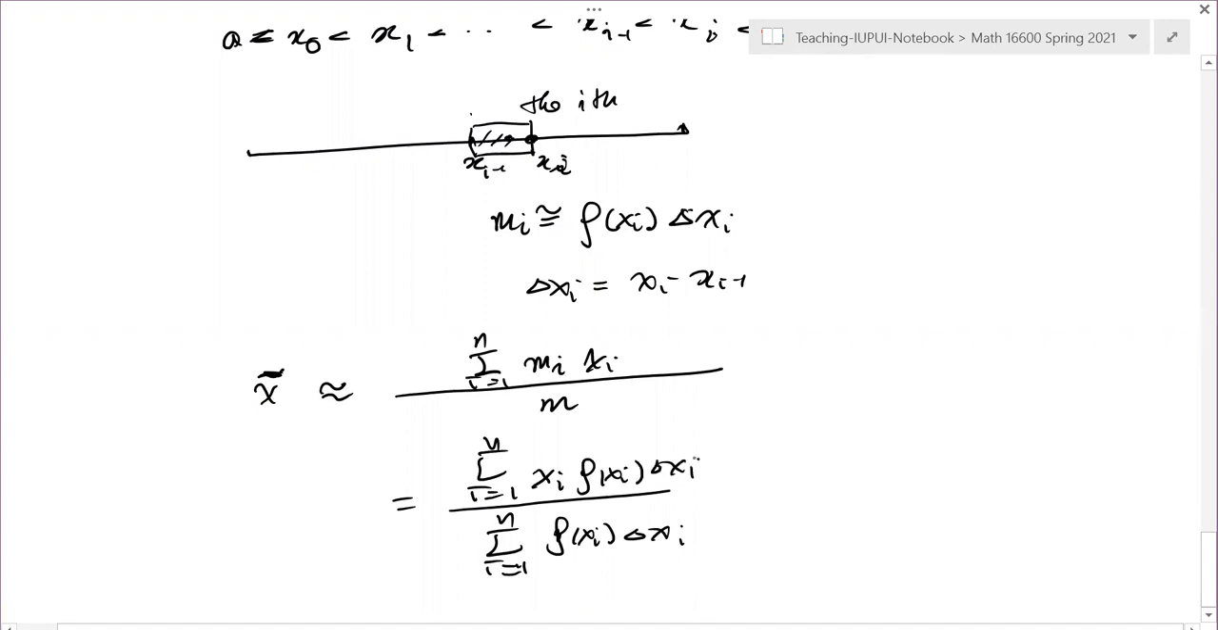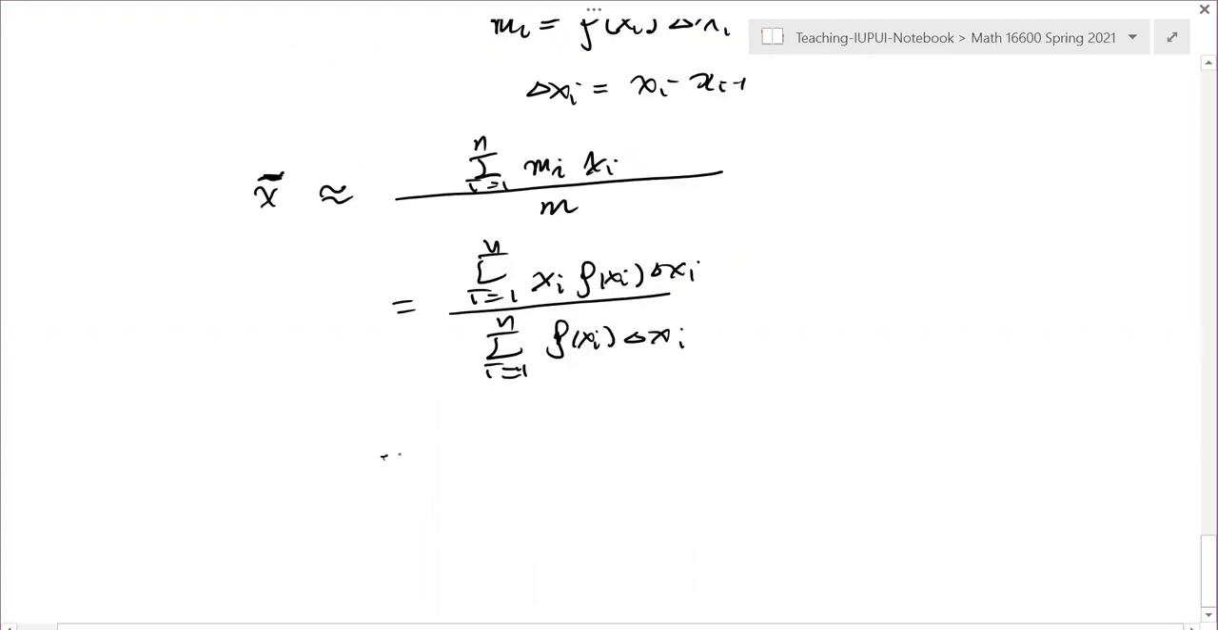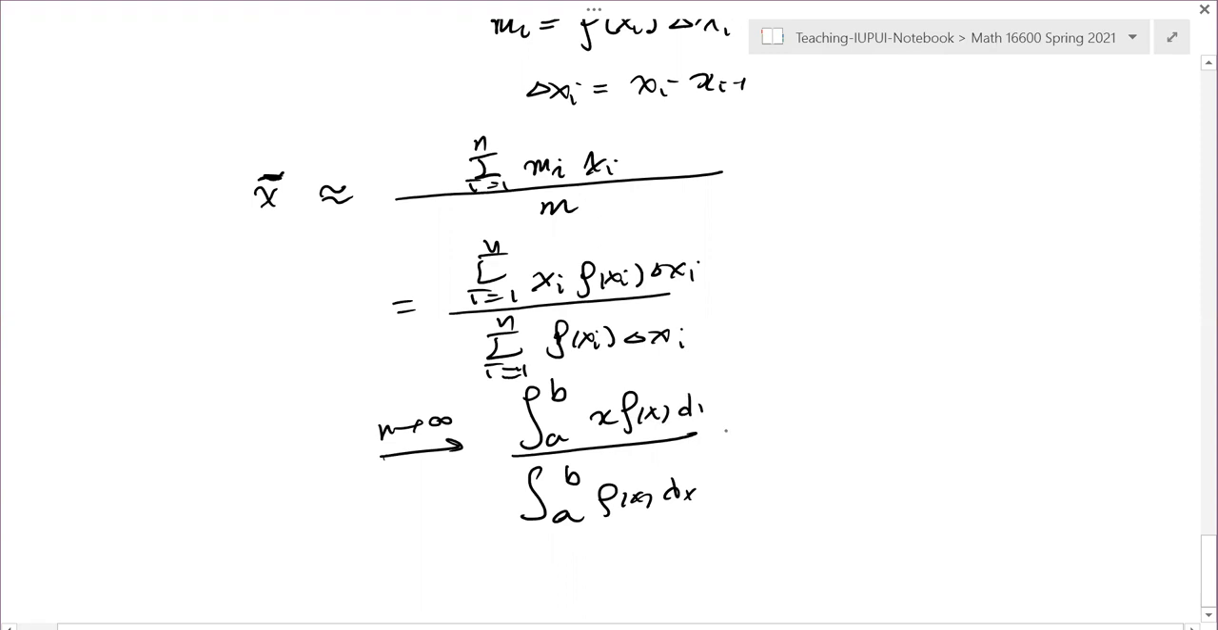Now those are Riemann sums of some functions. So if you let n approach infinity, what do you get? The denominator is the integral from a to b of rho of x dx. The numerator, you just have the integral of x times rho of x dx. That's it. So you get a formula for the center of mass. This is how we get the formula.